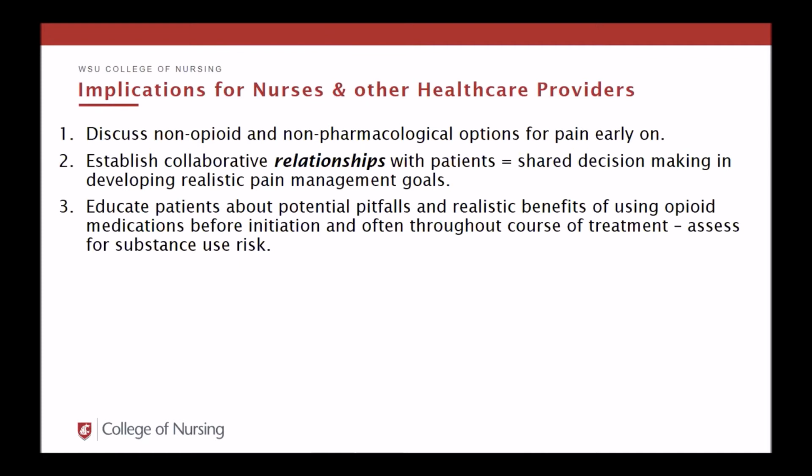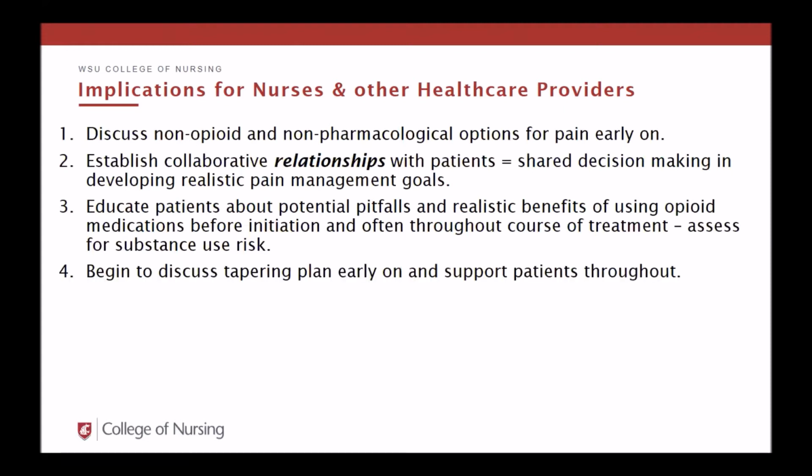Educating patients about potential pitfalls and realistic benefits of using opioids before initiation, and often throughout the course of the treatment, would be important. And assessing for substance use risk. Really, that should be done on day one of the prescription. And if they have a substance use risk, such as family history of substance use problems or childhood adversity, that doesn't mean they should never receive opioids, but it does mean that they should receive additional counseling and support if they are starting opioids for a painful event.